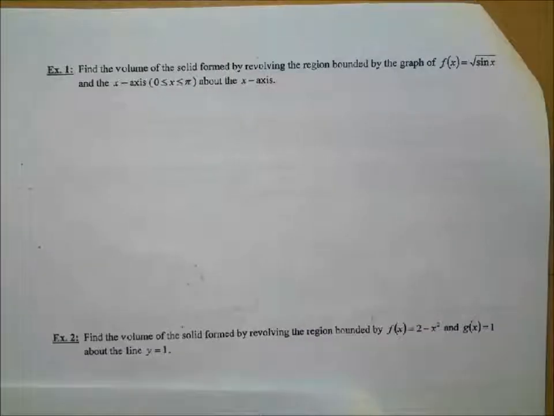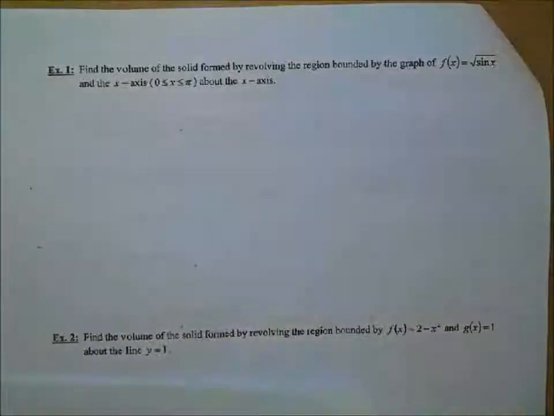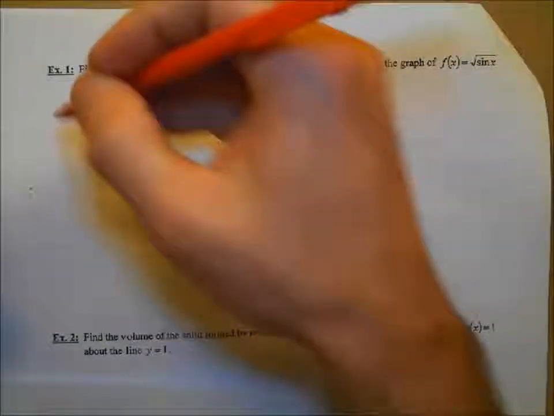Example one. Find the volume of the solid formed by revolving the region bounded by the graph of f of x equals the square root of sine of x and the x-axis, for 0 less than or equal to x less than or equal to pi, about the x-axis. So in other words, let's draw our region here.